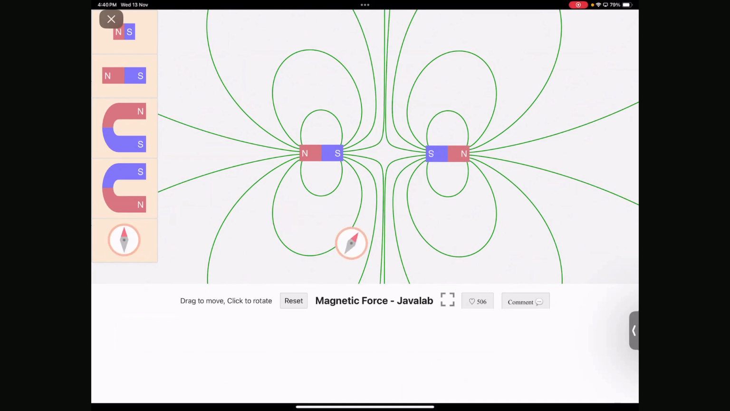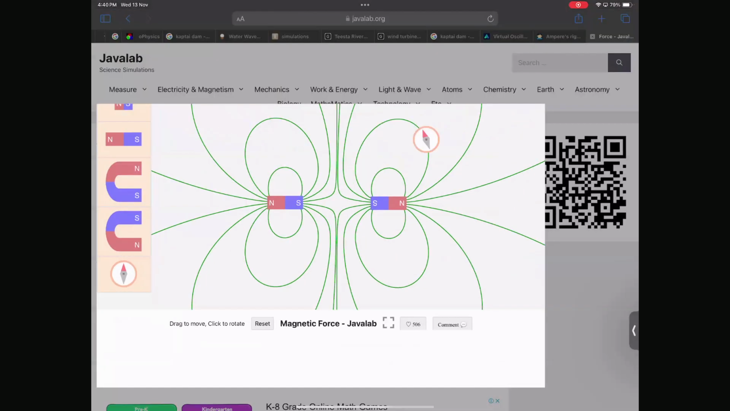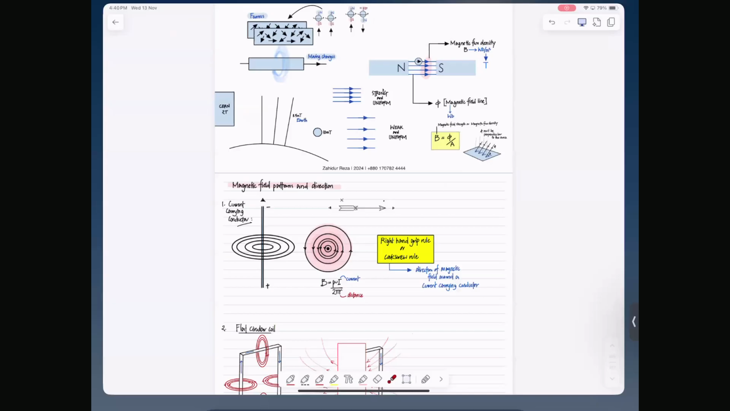And what is this thing that I'm moving around? A plotting compass. And magnetic field lines represent the direction in which your plotting compass points. Okay. Right. So let's move on to a new topic.